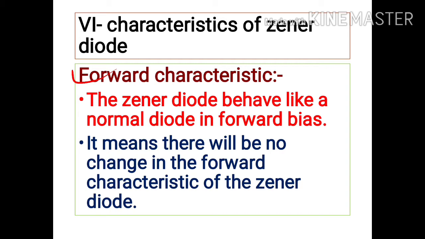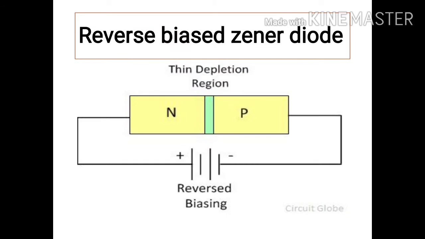Basically in forward characteristic, if we use the Zener diode in the forward biasing, then the Zener diode is going to behave like a normal diode. It means that there will be no difference in the forward characteristic of the Zener diode. It will be the same as the normal diode. So basically we are using the Zener diode in the reverse biasing because of its special characteristics.